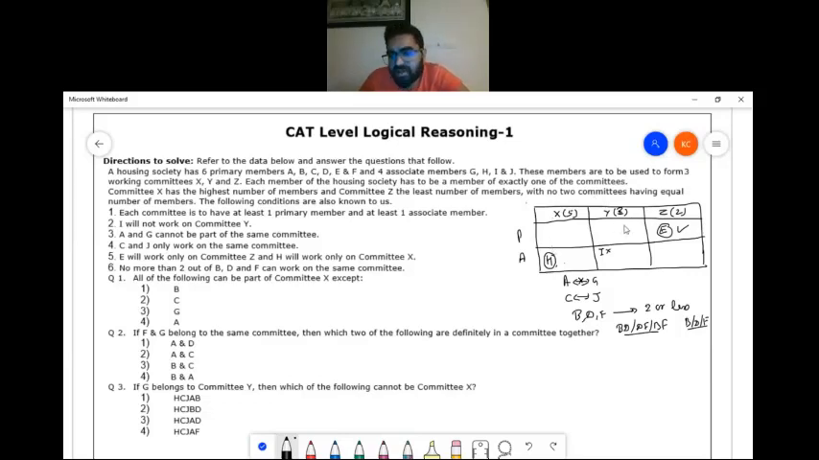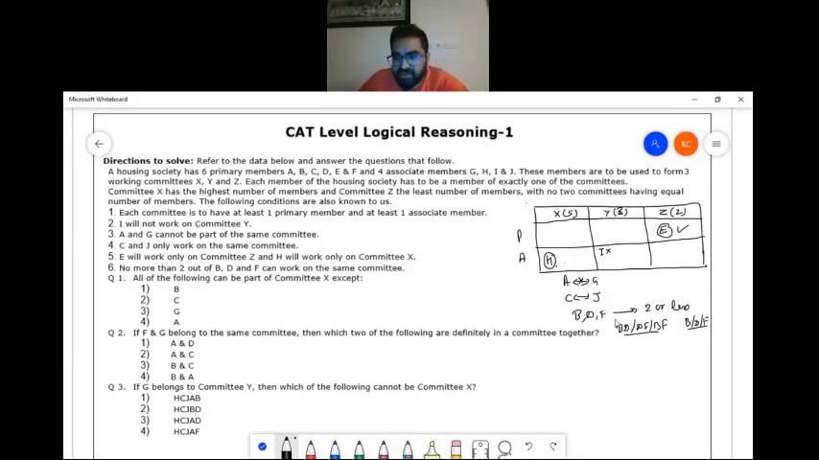If C and J are in Y, so C is in Y, I mean primary of Y, and J is here. I cannot be in Y. Okay. Now I cannot be in Y. So we have to see A and G, where can we put A and G? A and G cannot be in the same committee, sorry. So I cannot put J in A because then, G in A, otherwise X will suffer.